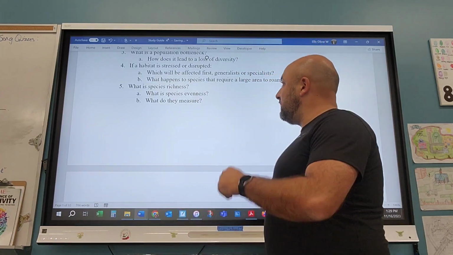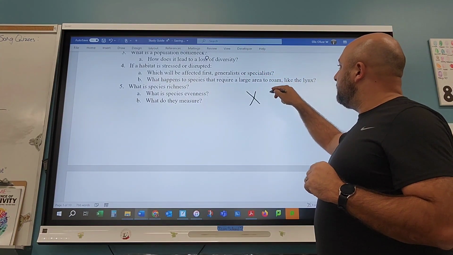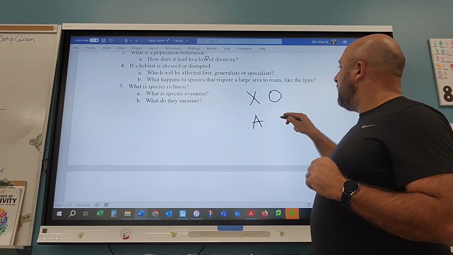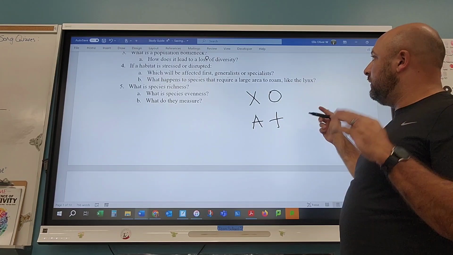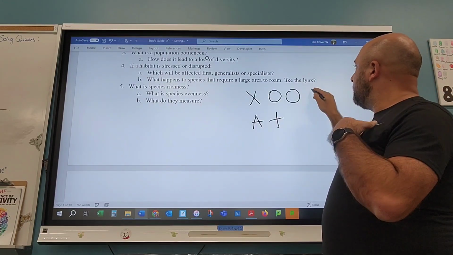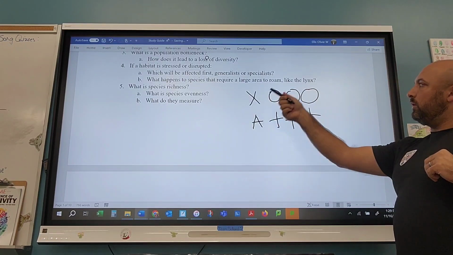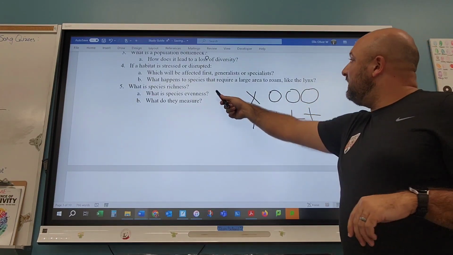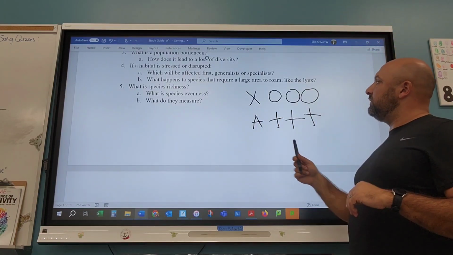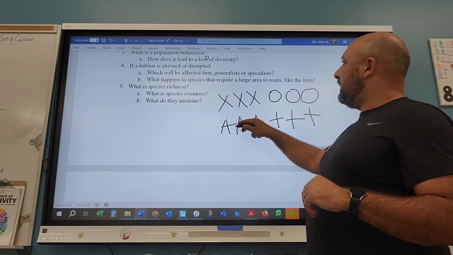What is species evenness? Let's say you have 4 different types of species, the X's, the O's, the A's, and the T's. Okay, we have a diversity of 4 here, but if we had something like this, there will be again, 4 species richness here, because there's 1, 2, 3, 4, but it's not very even, because there's 3 O's and 3 T's. In order for it to be even, you'd have to have an even number of X's and A's, okay?